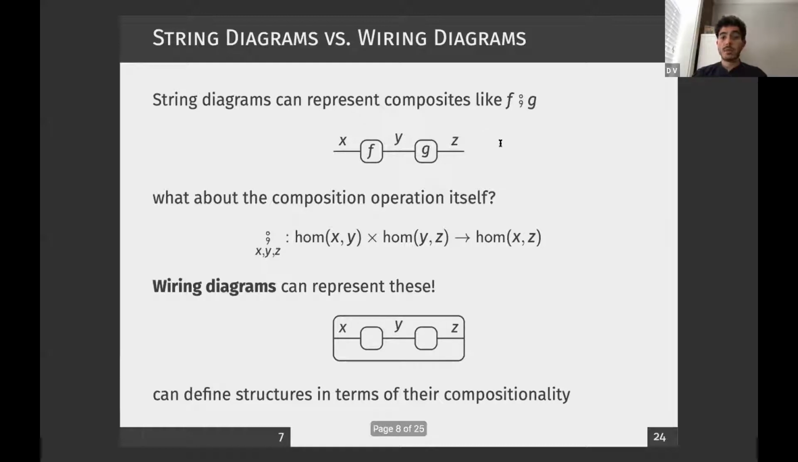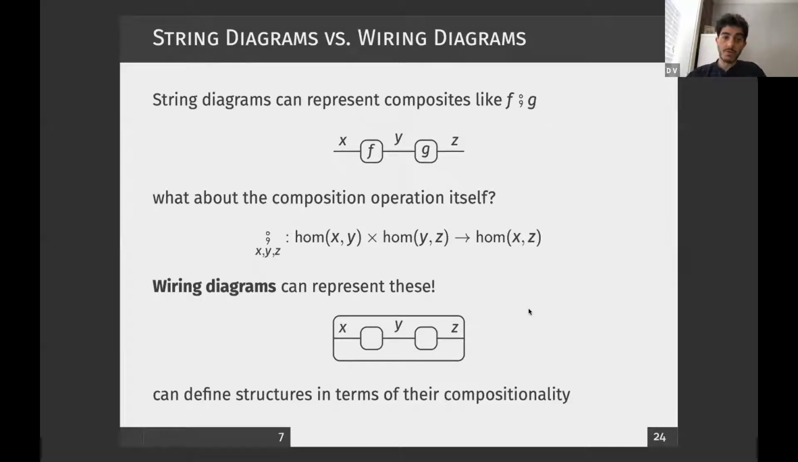In string diagrams, if you want to compose F and then G, you can compose them like so. But you can't really represent the composition operation itself, the thing that takes an F and G and gives you that composite. So wiring diagrams are meant precisely to do this. Note that they look quite similar.